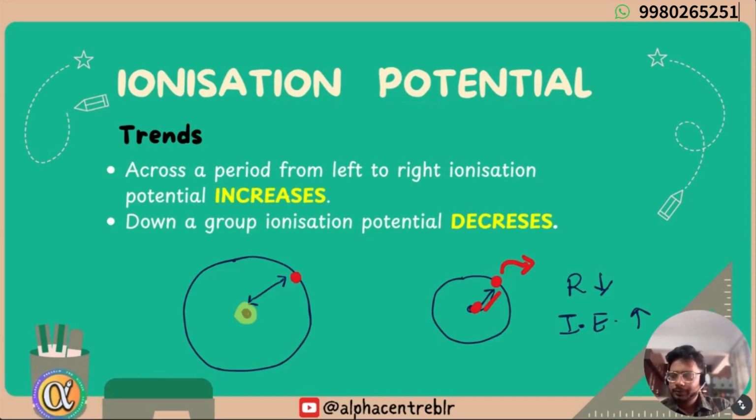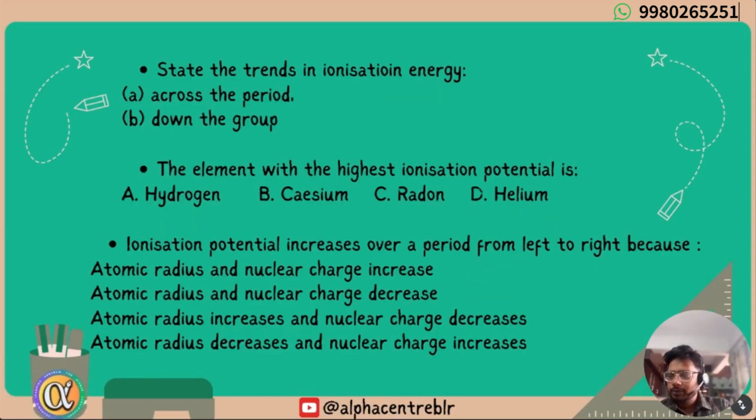Let's quickly look into some questions. State the trend in ionization potential across the period. Whenever they say across the period for any trend, it means left to right.